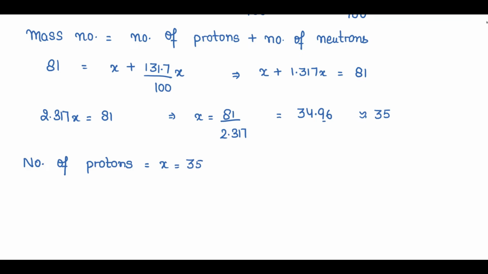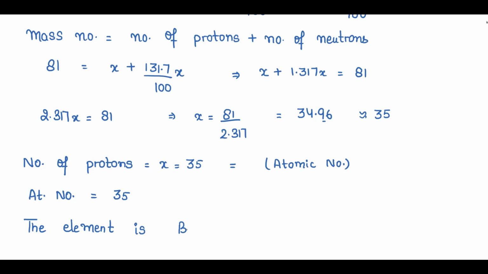Now we know that number of protons is also equal to the atomic number of the element. So if number of protons is equal to the value of atomic number, that means the atomic number of this element is 35. Atomic number 35 is of bromine. So the element is bromine, 35 its atomic number, and 81 its mass number.